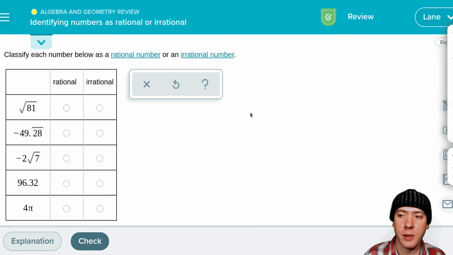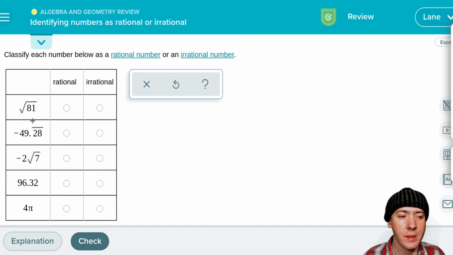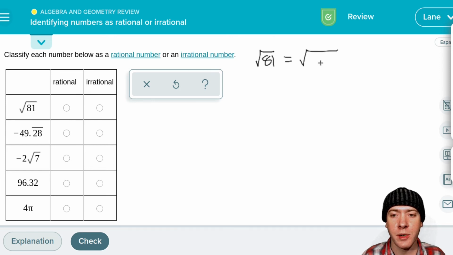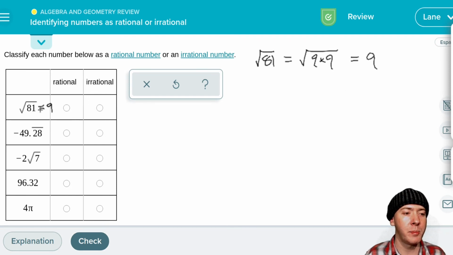In this problem, the first one says the square root of 81. So we've got to ask ourselves, is 81 a perfect square? The answer is yes. 81 is 9 times 9. So the square root of 81 is going to be equal to the square root of 9 times 9, which is 9. This is actually equal to 9. And so 9 is a rational number.